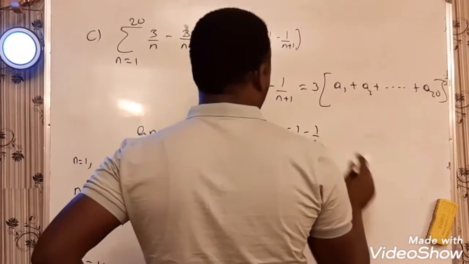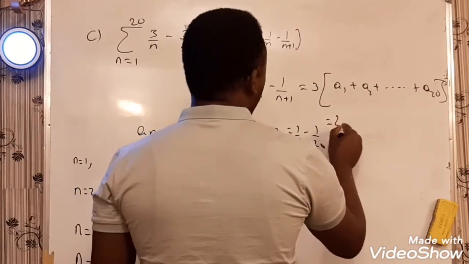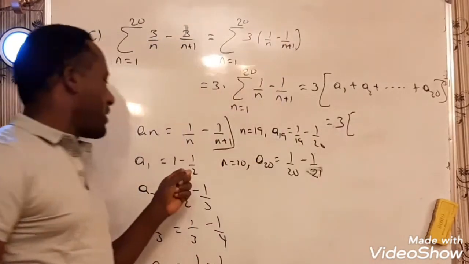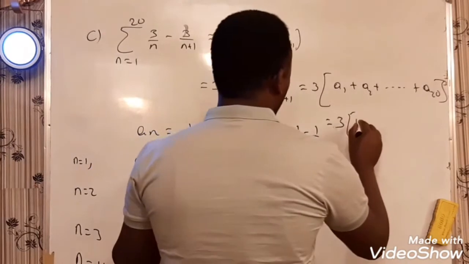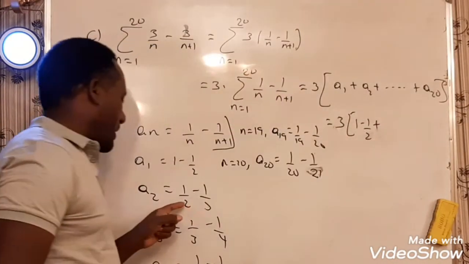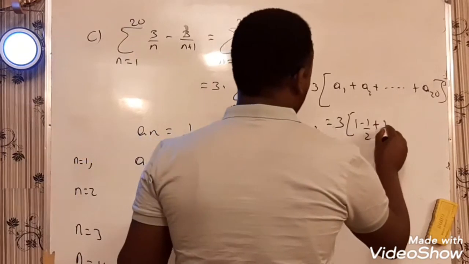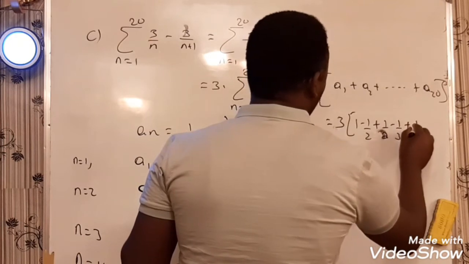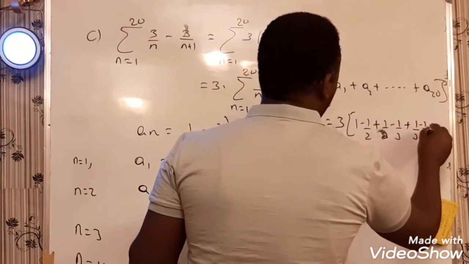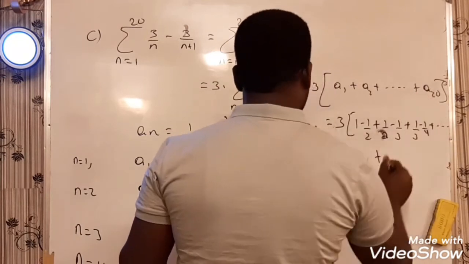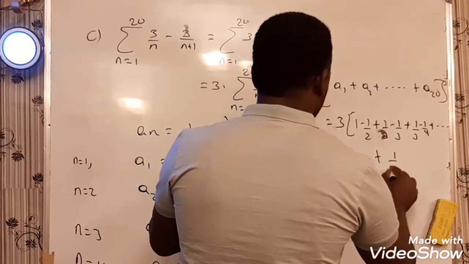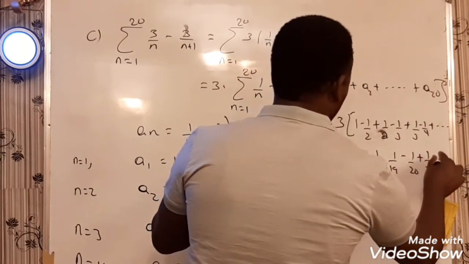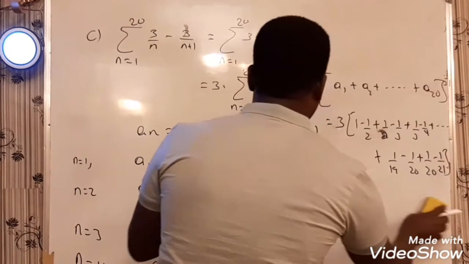So this is always given by 3 into the following. What's the first sum? 1 minus 1 over 2, plus what's the second sum? 1 over 2 minus 1 over 3, plus 1 over 3 minus 1 over 4, plus and so on, up to 1 over 19 minus 1 over 20, plus 1 over 20 minus 1 over 21. So we have this.